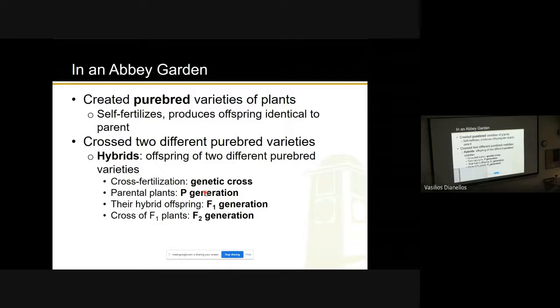So again, we cross 2 purebred plants in a genetic cross. And that's the P generation, right? And then the P generation has offspring, which are hybrids, by the way. And those offspring, that generation is called the F1 generation. And then we can cross those offspring with each other. And then we get the F2 generation. So really just need to remember what order it's in. First it's P, then F1, then F2.